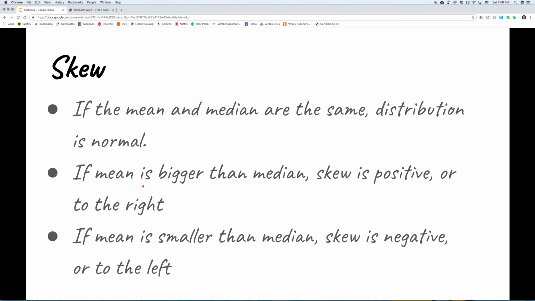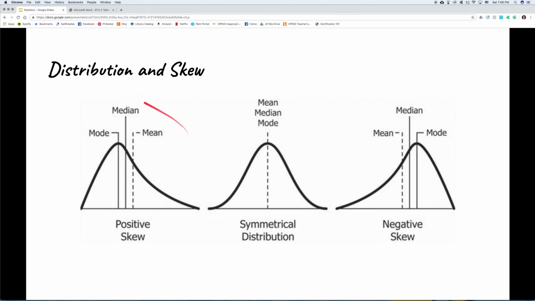If the mean is bigger than the median, then your skew is positive or it skews to the right. So that's going to be this one. So this is skewed to the right. It's a positive skew. You see you have your median here and then your mean here. So your mean is bigger than your median.